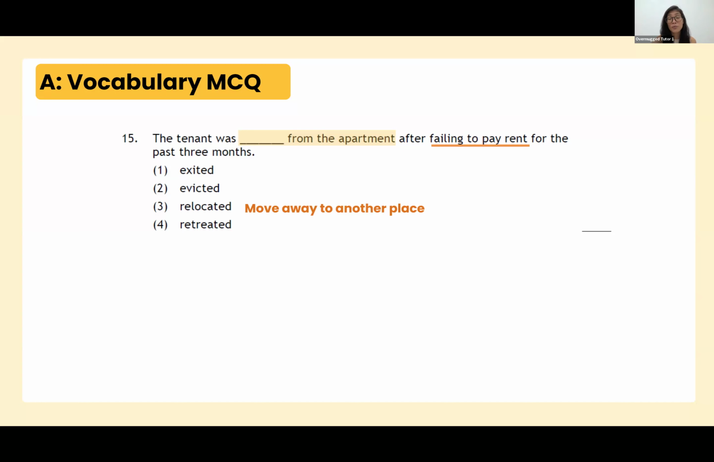In this case, the word that we're looking for is to kick someone out of the apartment. And it cannot be relocated because relocated is to move away to another place. Some of you might have done it before when you shifted from your previous house to your current one. So the only answer for question 15 is option 1. Oh, sorry, option 2.